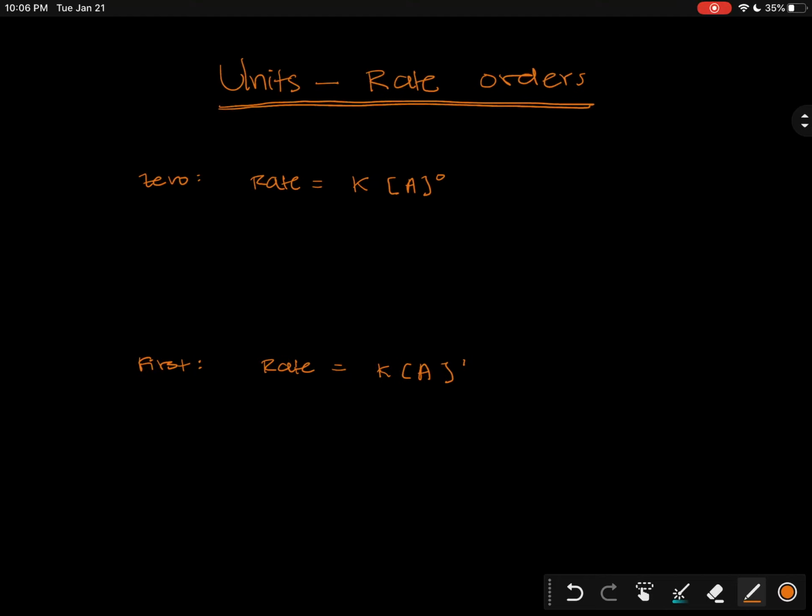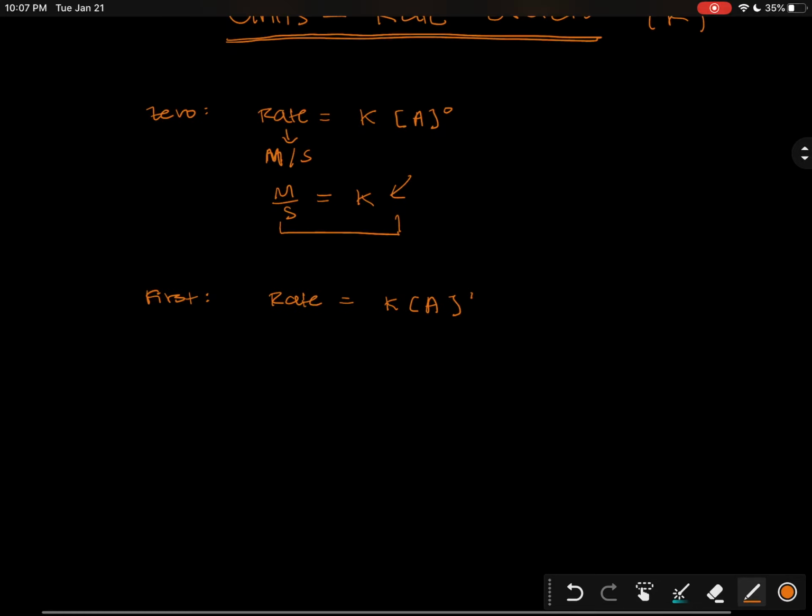Okay, so for a zero order reaction, we know that the rate is really going to just be equal to k, because it's the same thing as saying k times A to the 0, which is just 1. So what are the units of rate? They are going to be molarity per second. So we end up saying that molarity per second equals k, right? So right now we're trying to figure out what the units of k are for all of these rate orders. So units of k. Okay, so that one was pretty easy.